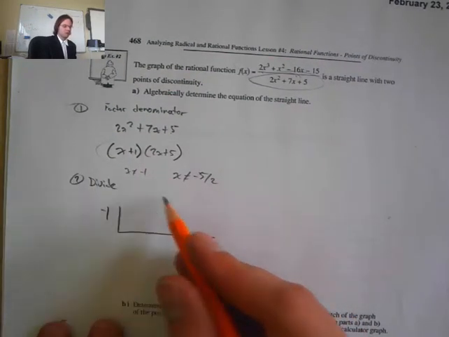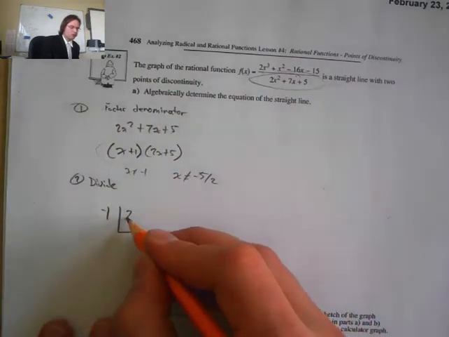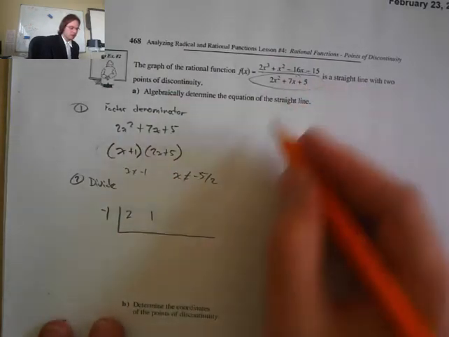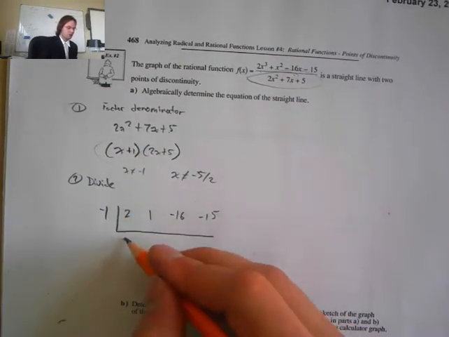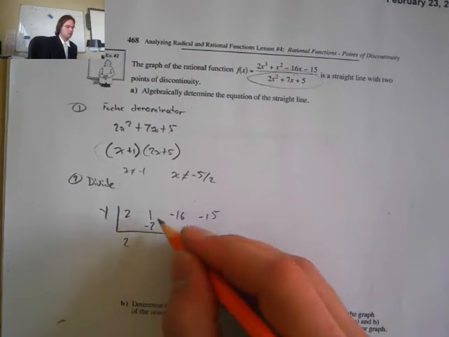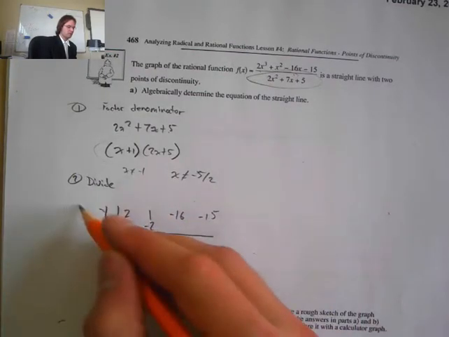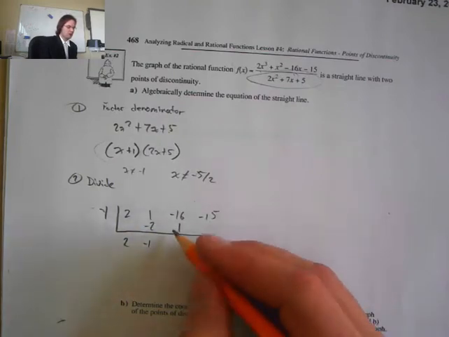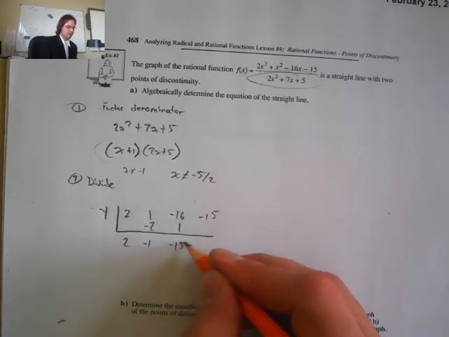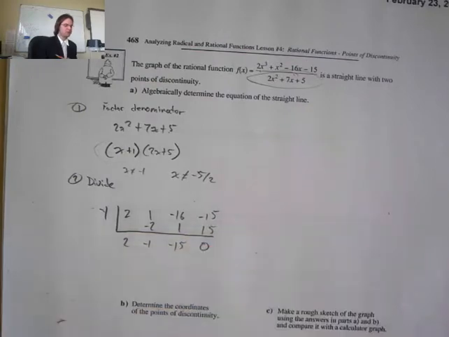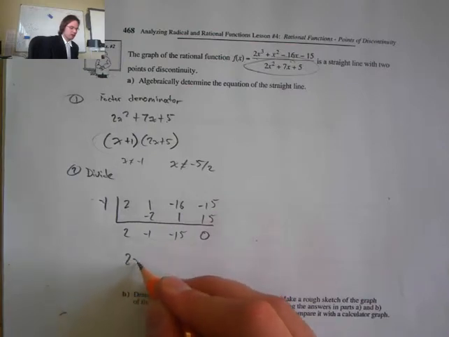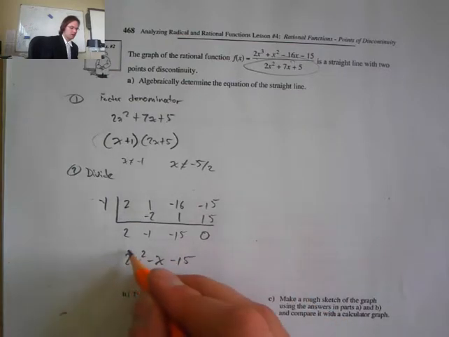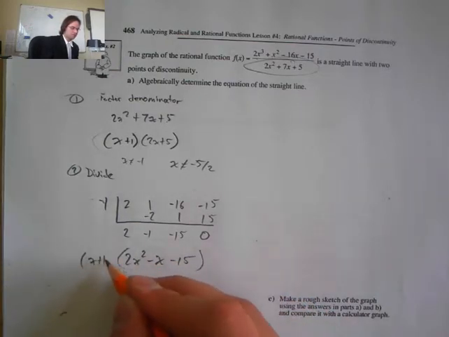Now, we have negative 1, and everything here, we're going to have 2, and we have a 1, negative 16, and negative 15. Okay? Bring down 2. Negative 1 times 2 is negative 2. Add those, I'm going to get negative 1. Add these together, I'm going to get negative 15 plus 15, which is 0. Multiply those. And so I'm left with 2x squared minus x minus 15, and that's all multiplied by x plus 1.